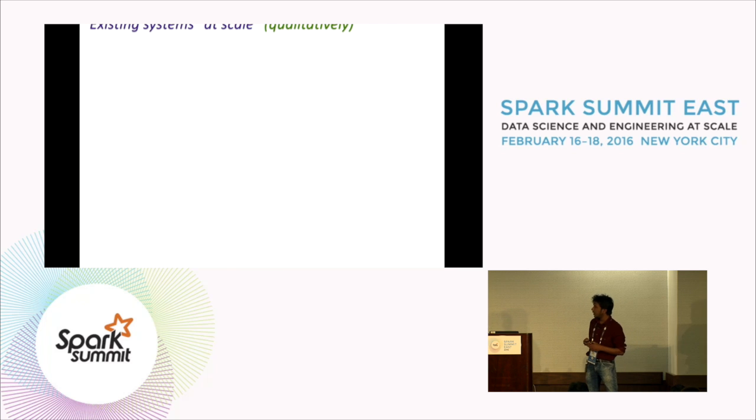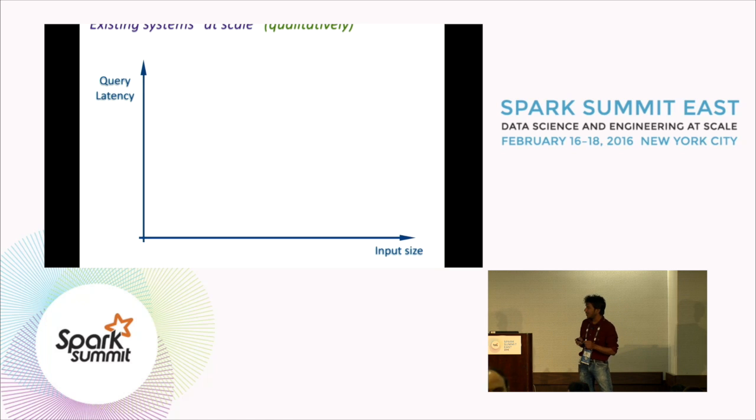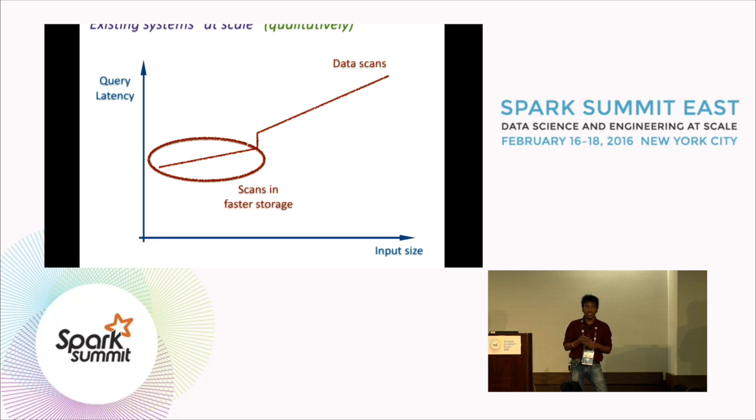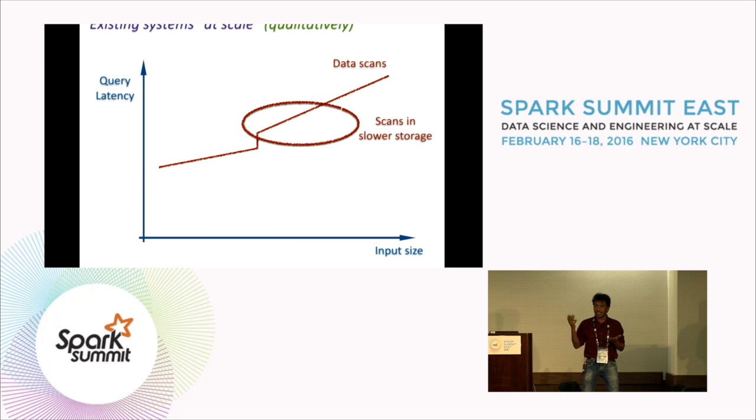So let me try to give you that idea. What happens at scale? This is only qualitative; the exact precise numbers don't matter. Suppose I have the input size on the x-axis, and on the y-axis the latency. When the input size increases, data scans have performance something like this: when the scans can be in faster storage, you have a certain latency that increases with the input file size. And once you go to slower storage, your latency again keeps increasing, but with a different trade-off curve, a different slope.